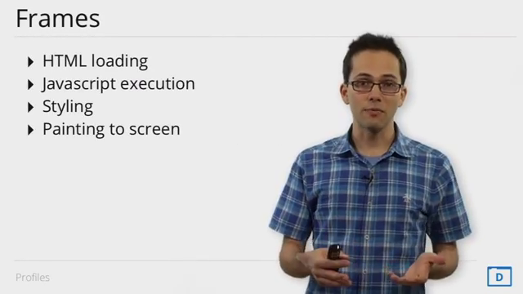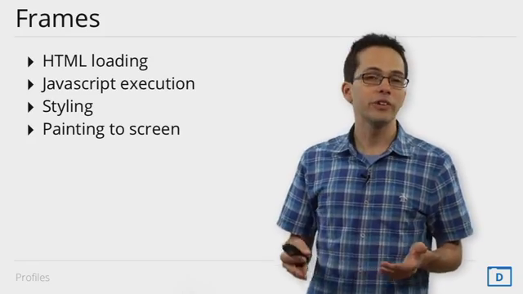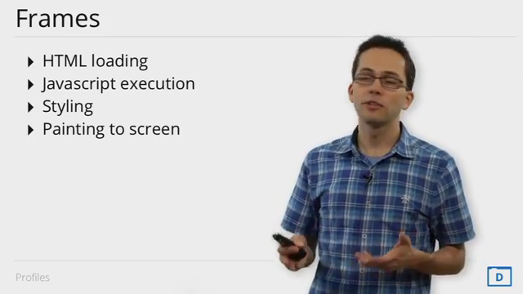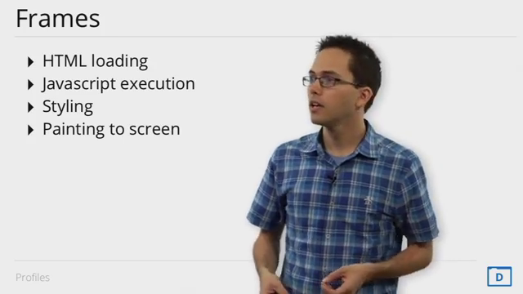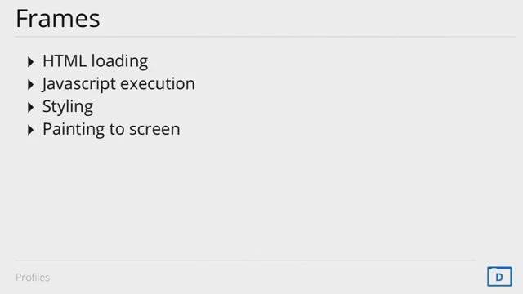Even your browser has a frame rate, and it can be slowed down by things like JavaScript execution, rendering of your styles, and painting the rendered page onto the screen. This is where the Frames View comes in, telling you when and where your frame rate is starting to suffer.